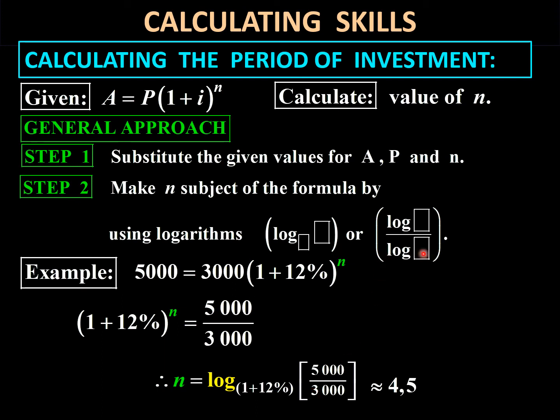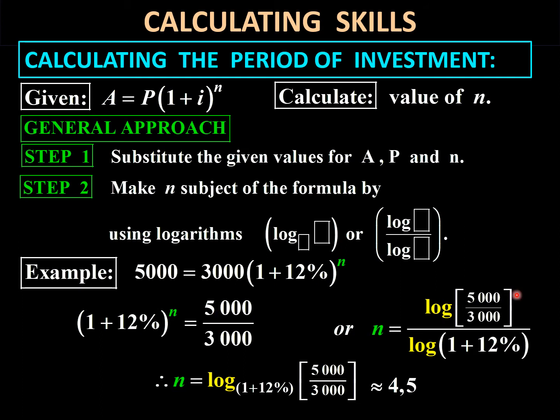We could also have done it like that. So you can say logarithm of 5,000 over 3,000 divided by the logarithm of the base there. If you don't have that key, you can always do that, and it should give you exactly the same answer there.